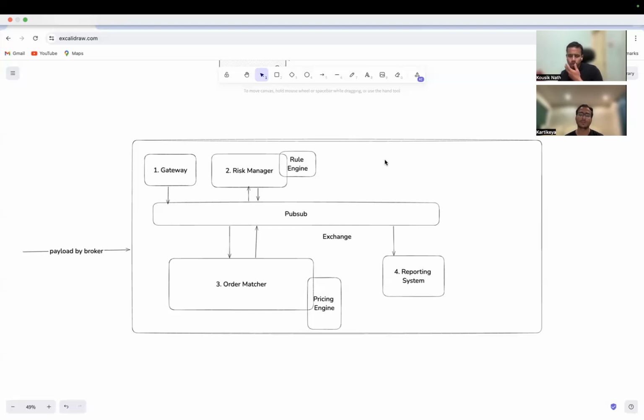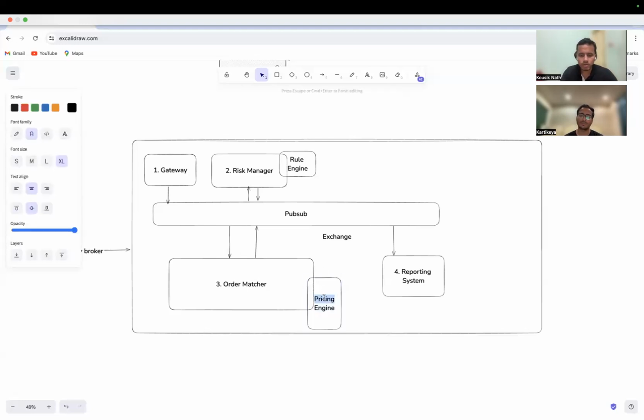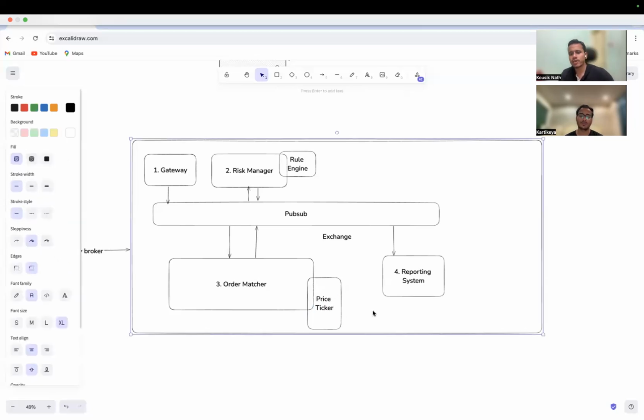So here for this problem, the pricing engine, whatever we are calling here, maybe we should better call it price ticker, or price ticking broadcast. I don't know. Something like that, right? It essentially has all the current price values for different symbols. So that also has to be broadcasted, right?